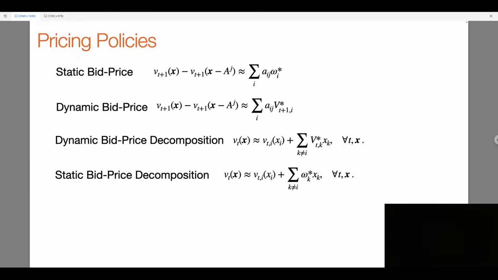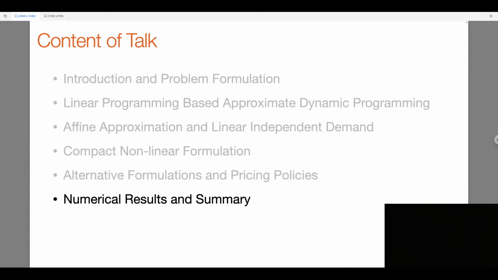And for the last pricing policy, we named it static buy price computation. The only difference is that for the first step approximation, we change the V star here to the omega_k star here, and the omega is the same as the notation here. And finally, we come to our numerical result and our summary.